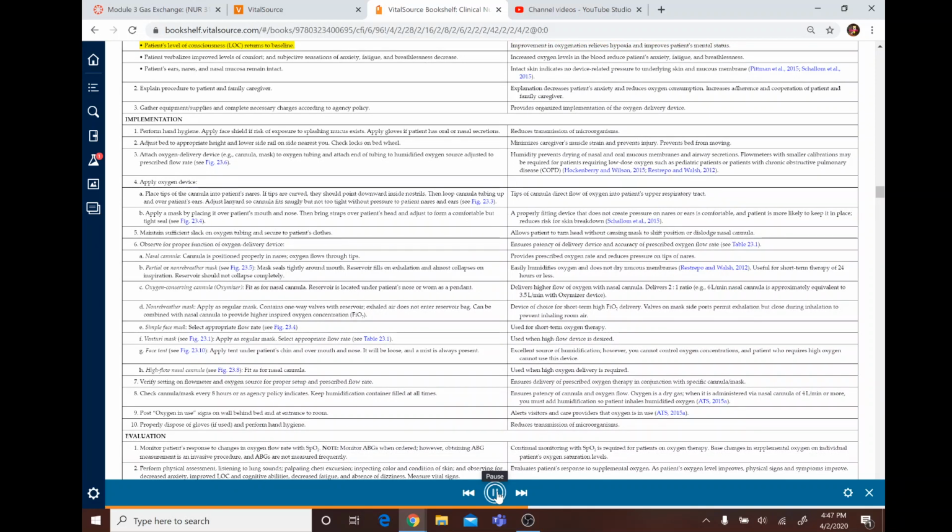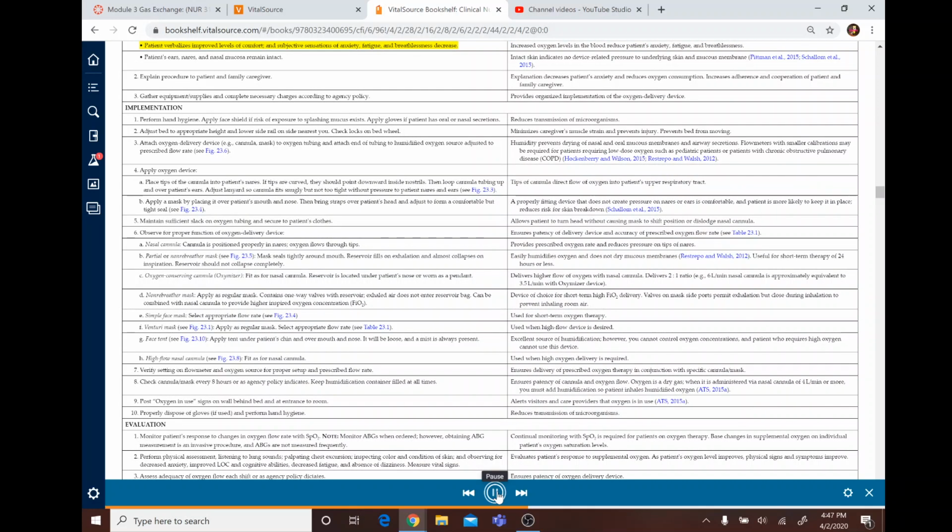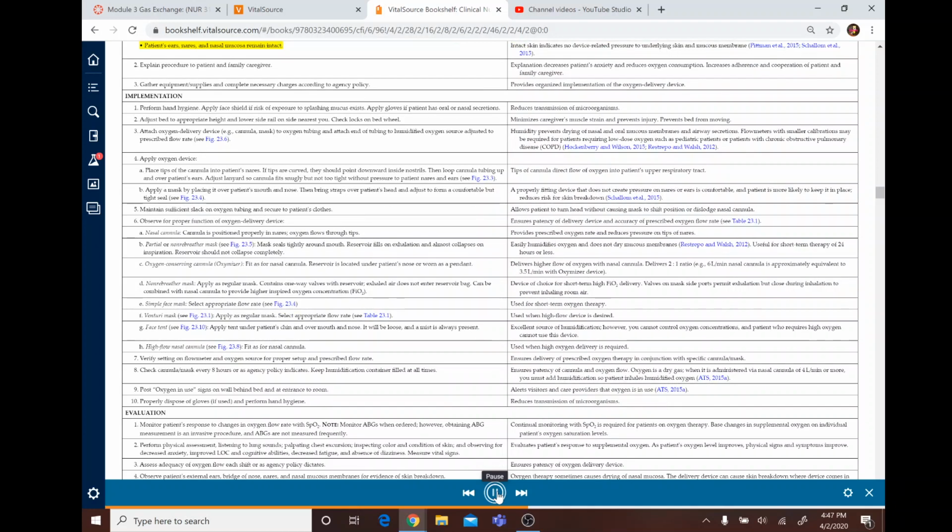Patient's level of consciousness, LOC, returns to baseline. Improvement in oxygenation relieves hypoxia and improves patient's mental status. Patient verbalizes improved levels of comfort, and subjective sensations of anxiety, fatigue, and breathlessness decrease. Increased oxygen levels in the blood reduce patient's anxiety, fatigue, and breathlessness. Patient's ears, nares, and nasal mucosa remain intact. Intact skin indicates no device-related pressure to underlying skin and mucous membrane, Pittman et al., 2015, Shalom et al., 2015.